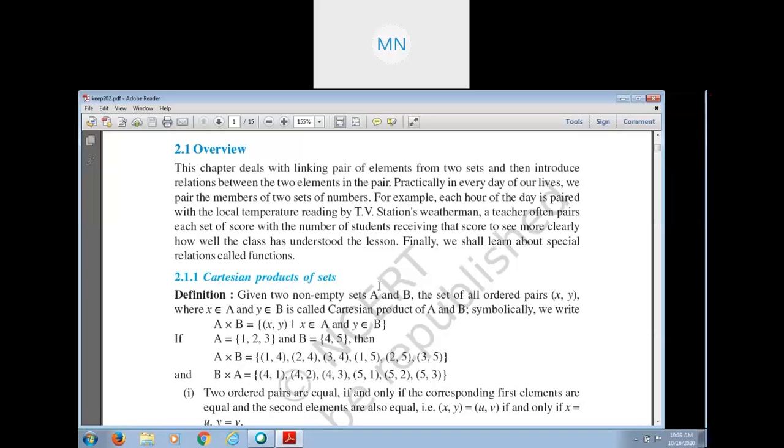In the CTIS class, I have already told you that. A cross B does not equal B cross A. This means the commutative law does not hold for Cartesian product. Two ordered pairs, (x, y) and (y, p), are equal if and only if corresponding elements are equal. Here corresponding elements means, for this ordered pair x, y, the first element is what?